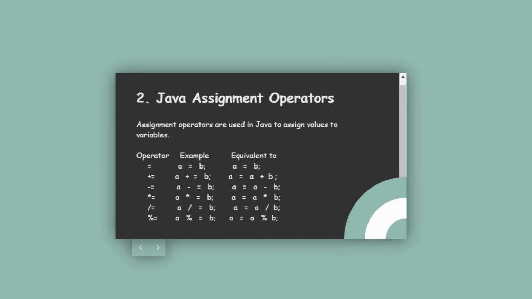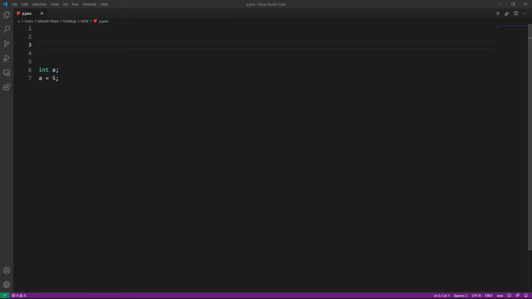The assignment operators are used in Java to assign values to variables. For example, let's take an integer type of variable and assign its value to something. We have to use the equal to sign. So here the equal to sign is the assignment operator. It assigns the value on its right to the variable on its left. That is, 5 is assigned to the variable a.